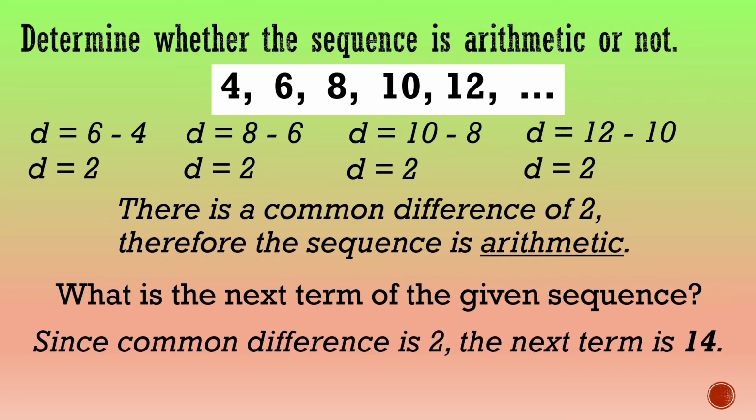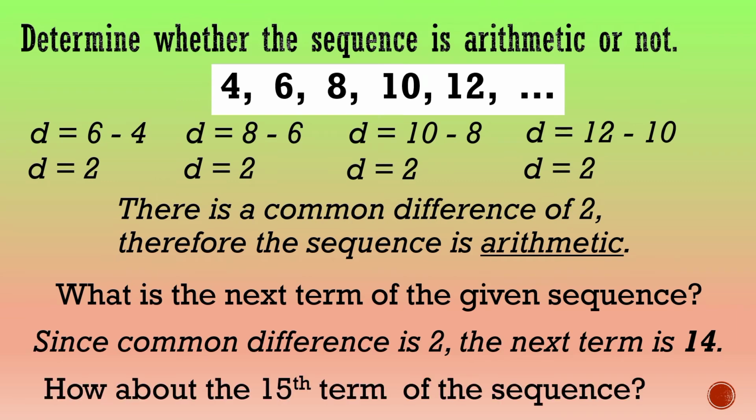Since the common difference is 2, the next term is 14. Dahil natukoy na natin yung common difference, we're just going to add 2 in the last term of 12. So, 12 plus 2 is 14. So, the next term is 14. How about the 15th term of the sequence? 4, 6, 8, 10, 12. Meron na tayo 5 and then pang-anim natin is si 14.